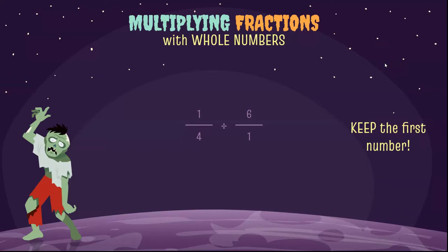Now we're going to keep the first number. We're going to keep the first fraction. So 1/4 will stay 1/4. We're going to change the sign. So we're not actually going to divide fractions. We're actually going to do the opposite. We are going to multiply.